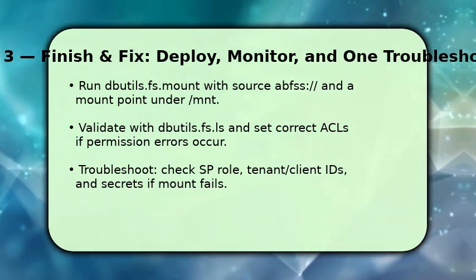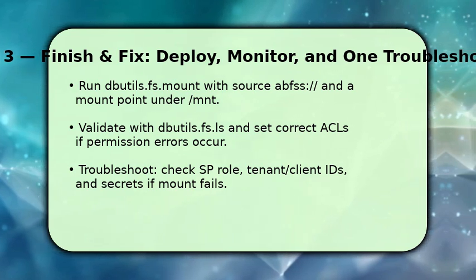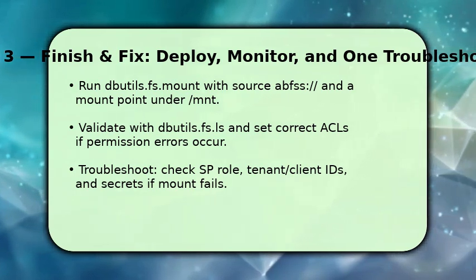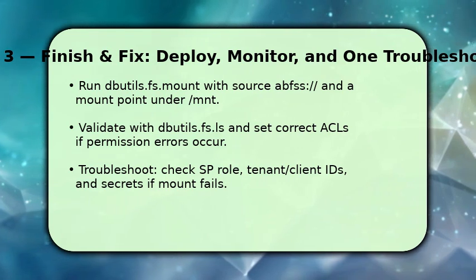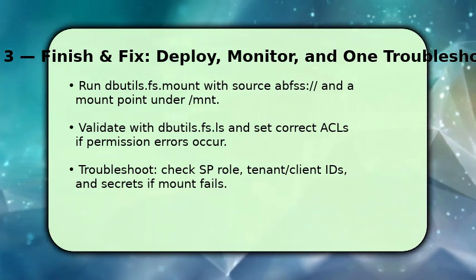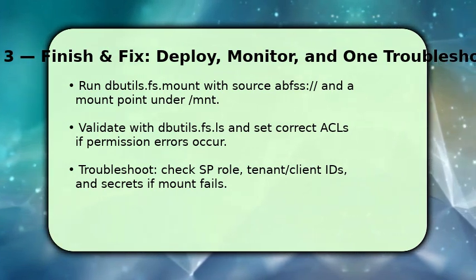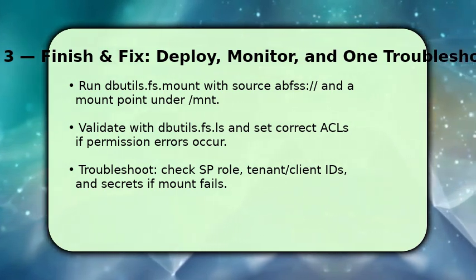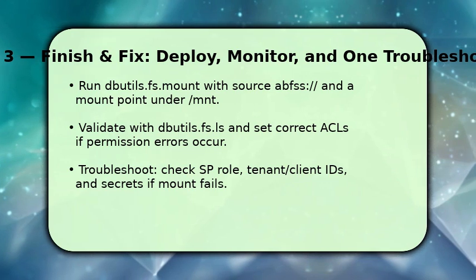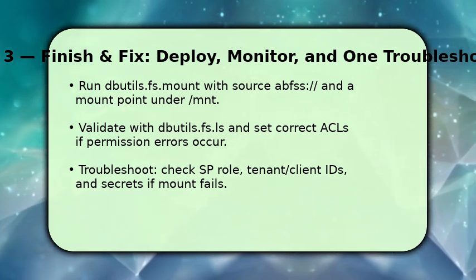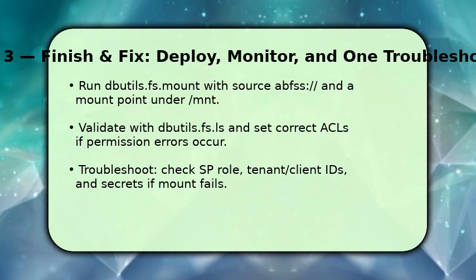After mounting, immediately run dbutils.fs.ls on the mount to confirm file visibility, then set ACLs or owner permissions if you need finer access control. If the mount fails, verify the service principal's role assignment, check tenant and client ID, and confirm the secret is correct in the secret store. This single check fixes most authorization errors.